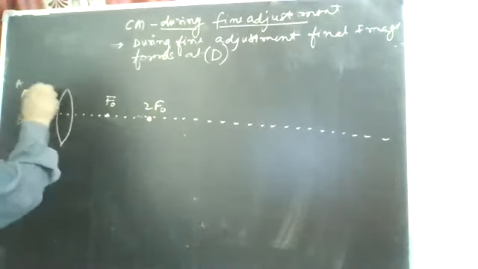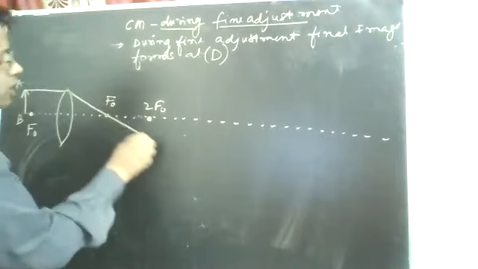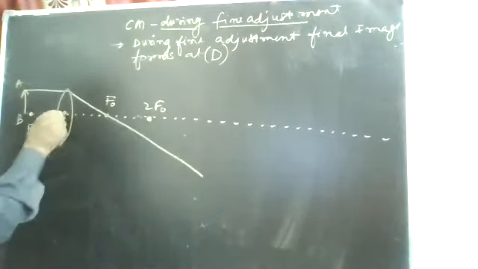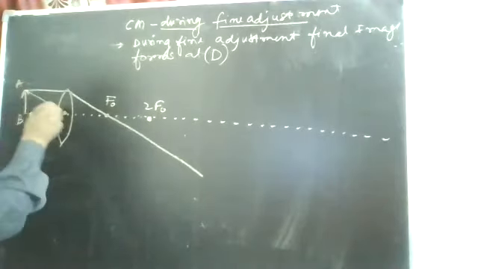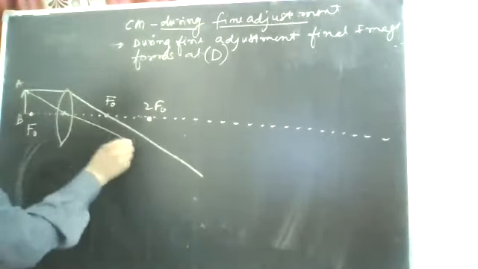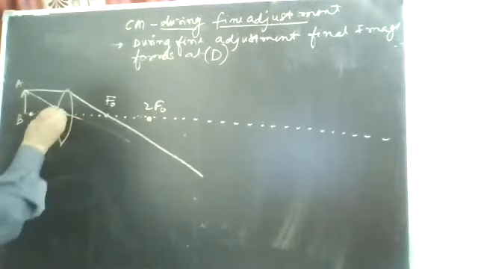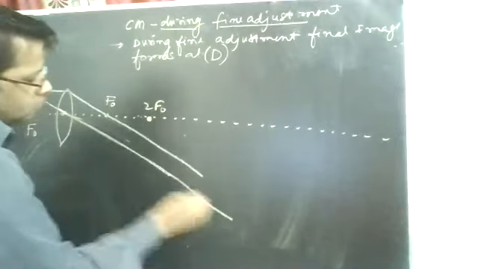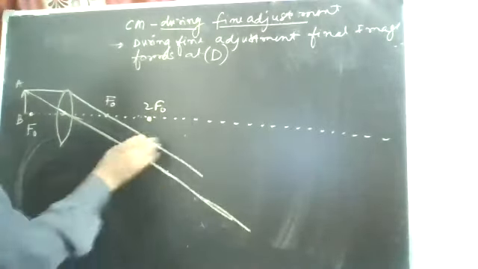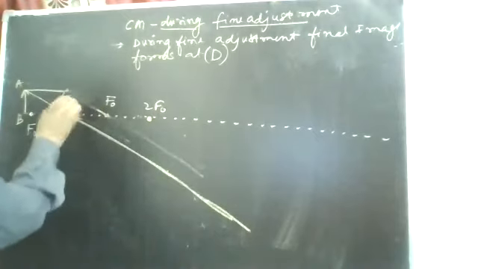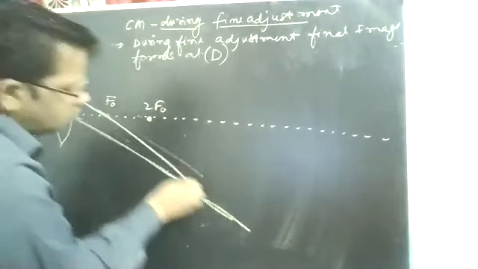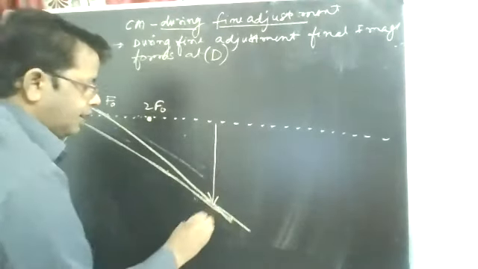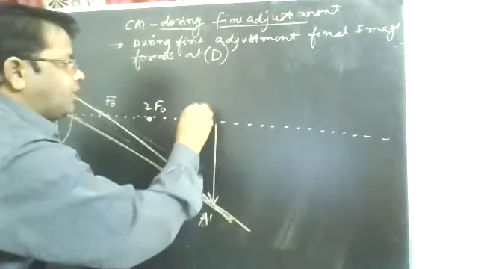Where does the image form? Parallel rays pass through the focus. The ray which passes through the optical center, this point known as the optical center, remains undeviated and moves in a straight line. The image forms here: A dash, B dash, an inverted image.